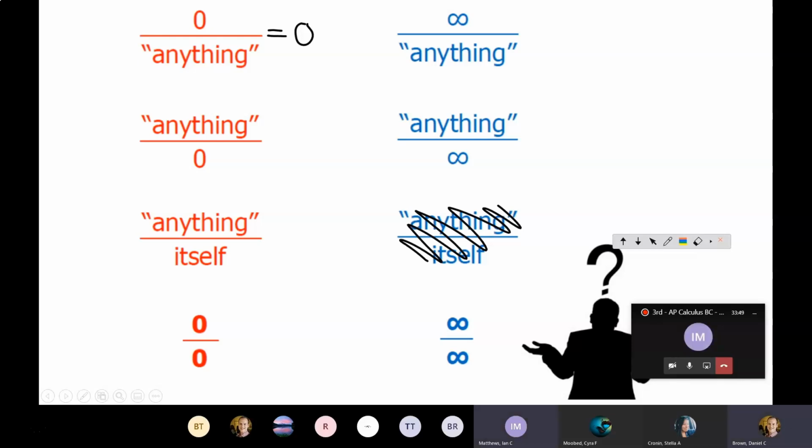Infinity is going to be infinity. So we have infinity divided by anything, like infinity is the most massive number idea that exists. Infinity divided by anything is still going to give you infinity.